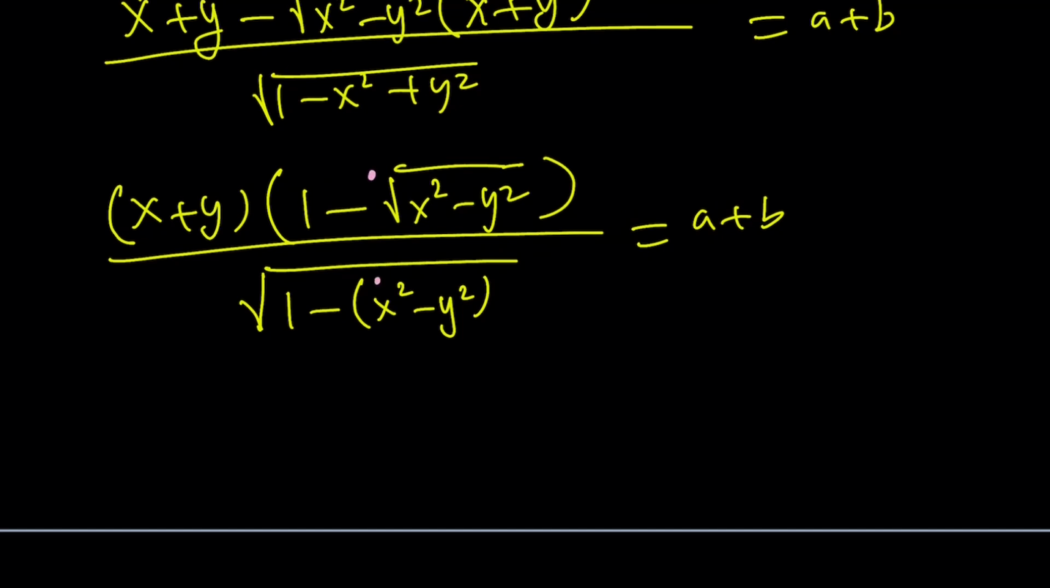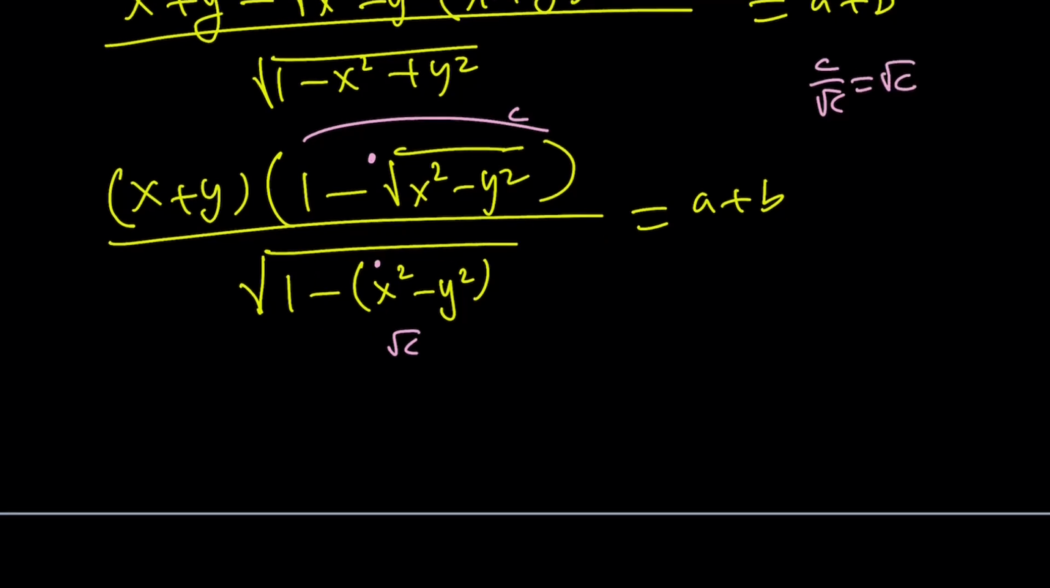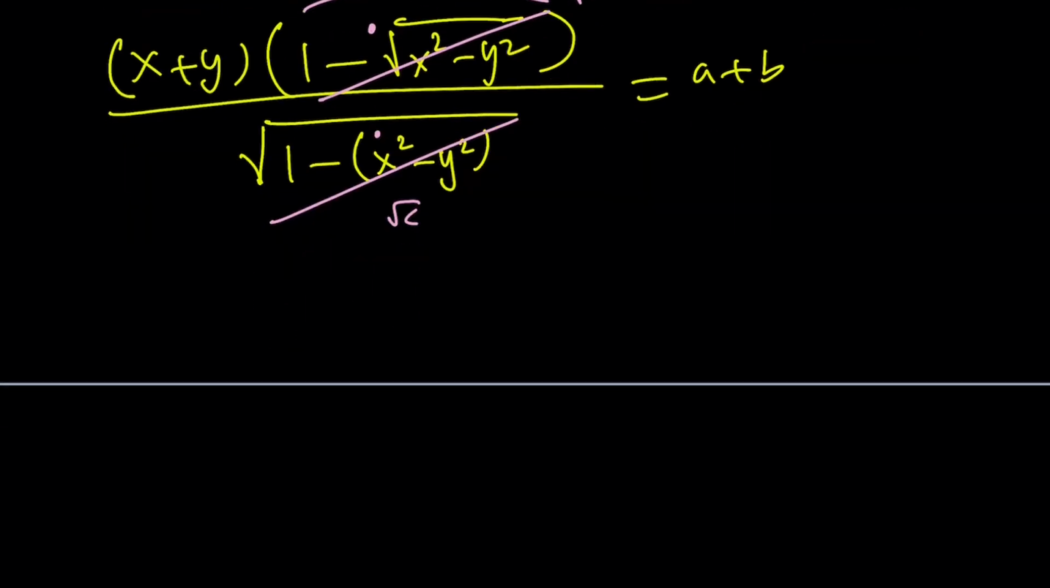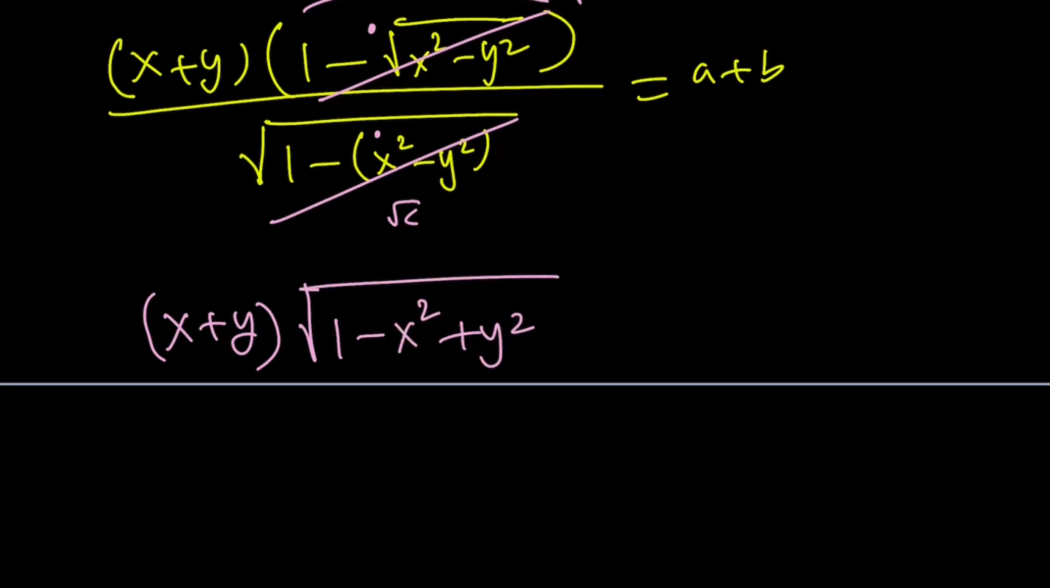One of them is the square of the other, right? So think about it like if you call this whole thing c, then this will be the square root of c. Make sense? So what happens if you divide c by square root of c? You get square root of c. So these two cancel out, leaving us with what is at the bottom, square root of 1 minus the expression x squared minus y squared. So this turns into the following: x plus y times the square root of 1 minus x squared plus y squared. Now I can get rid of the parentheses and set it equal to a plus b.